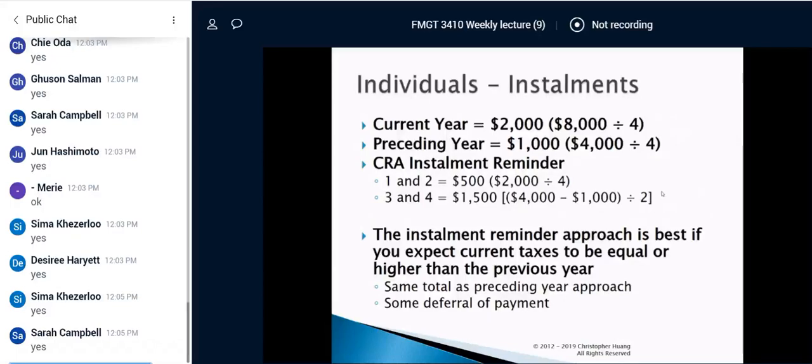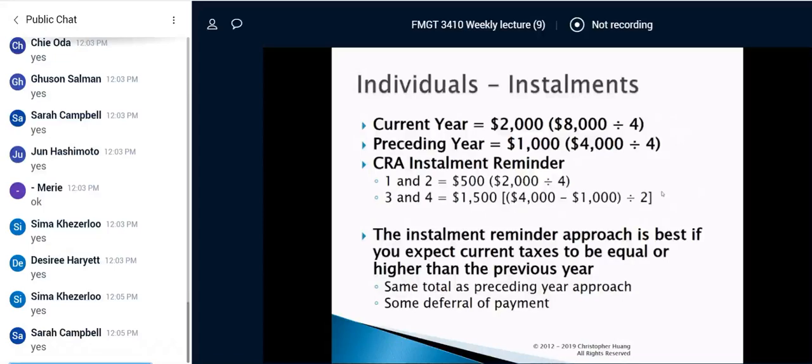Okay? And basically, as a taxpayer, you are free to choose any of the 3 methods. It's up to you. But here's the key. If you choose the current year method and your actual tax bill is greater than what you estimated, you will have to pay installment interest because the government will say you did not pay enough installments.